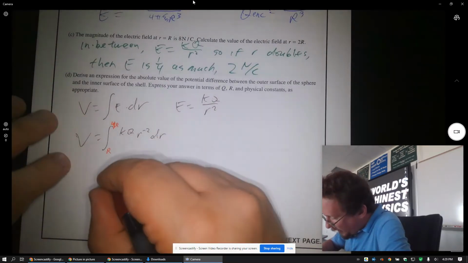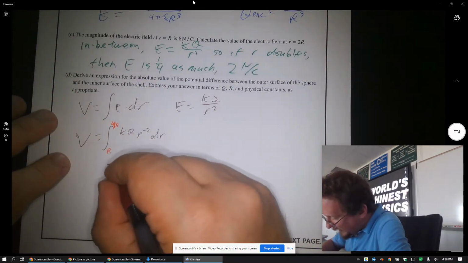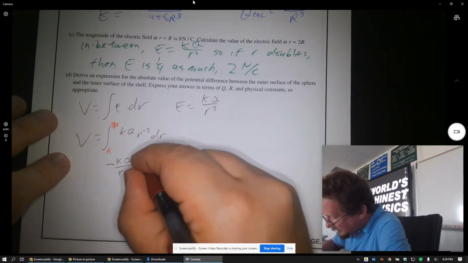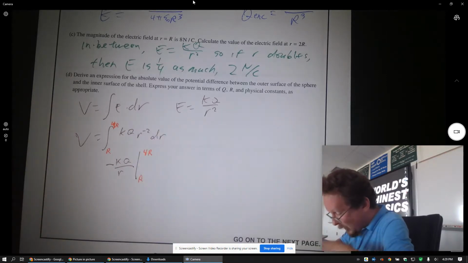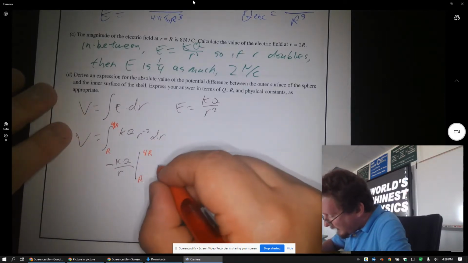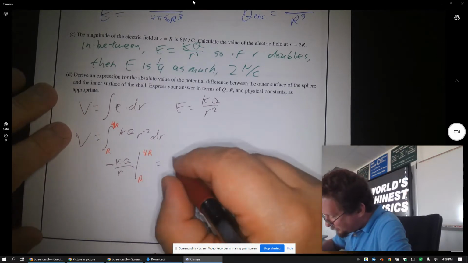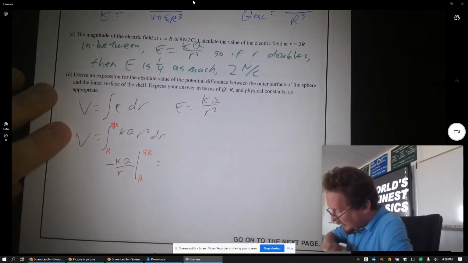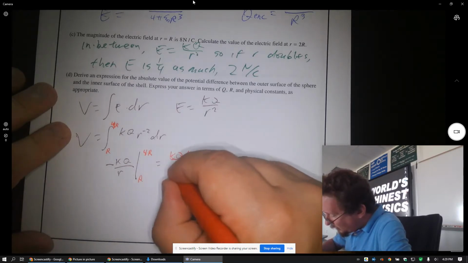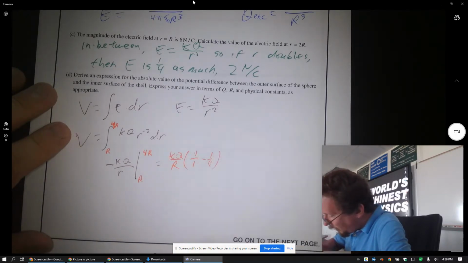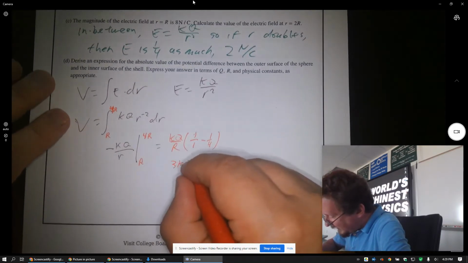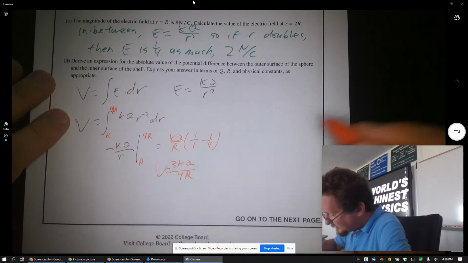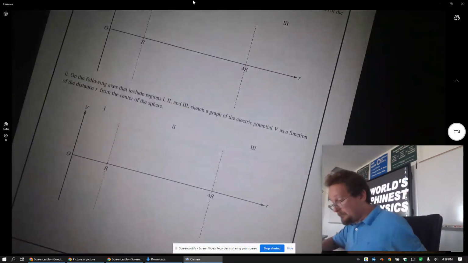All right, so I raise the power and divide by the new power, and evaluate that from R to 4R. Then I'm going to get KQ over R times the quantity 1 minus 1/4, when you plug all that in. So that's 3KQ over 4R. That's your potential difference. All right.